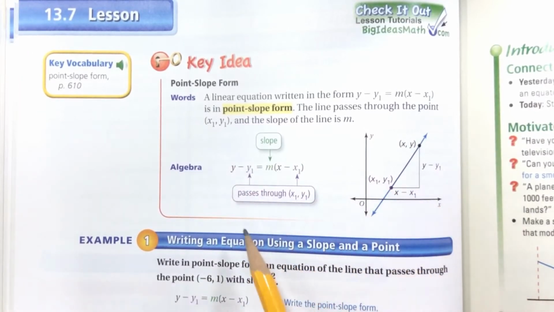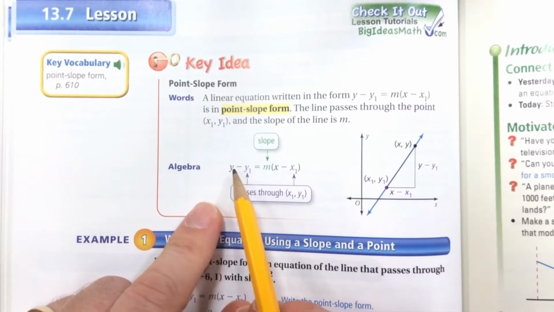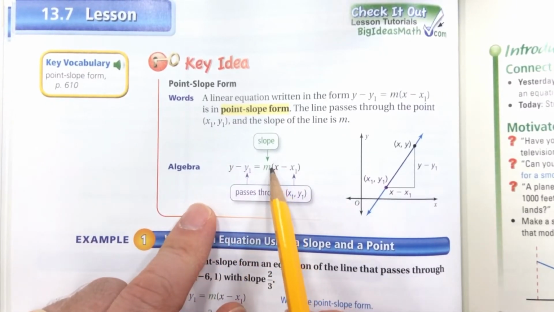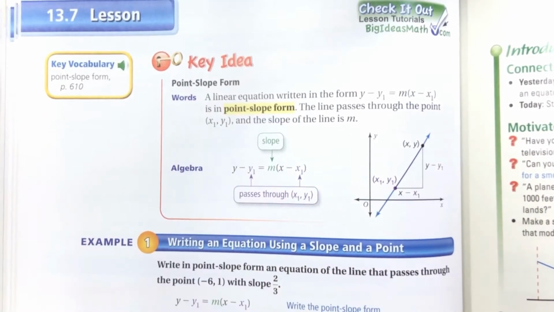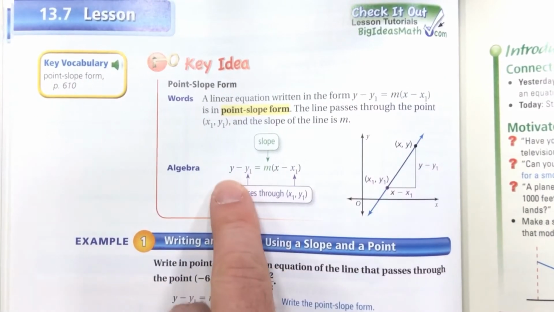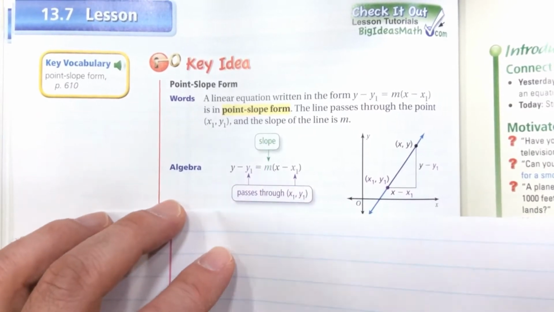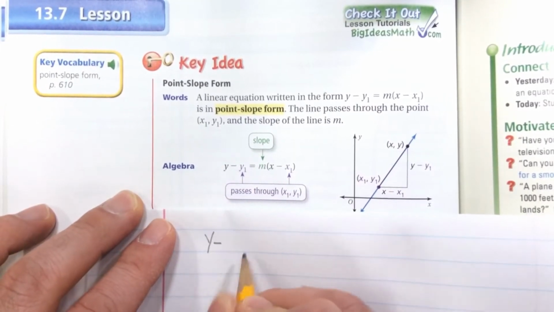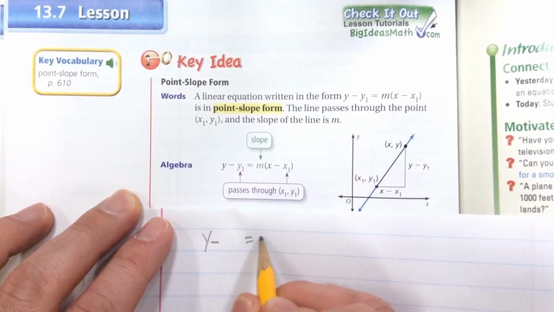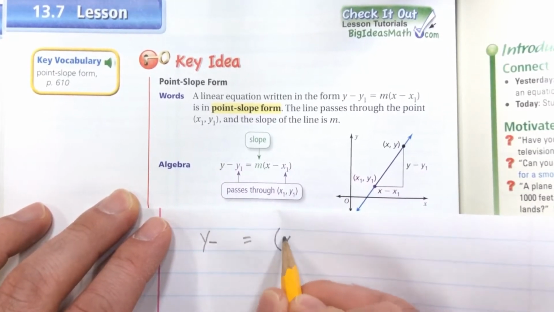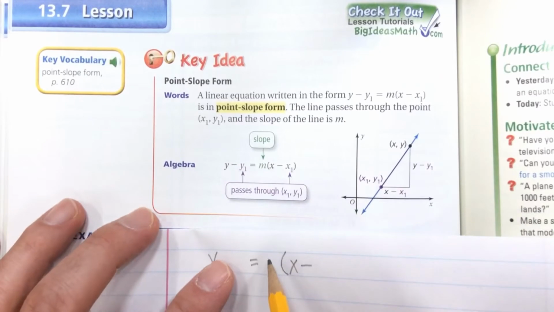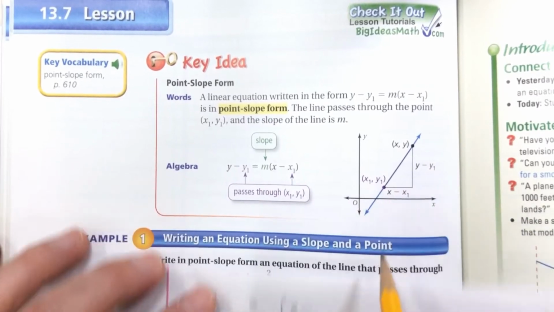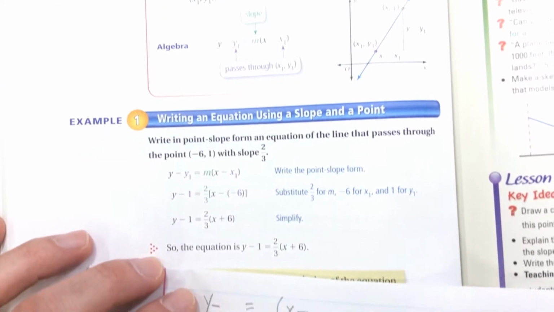If we want to write something in point-slope form, this y and this x are the y and the x from y equals mx plus b, or in the standard form, or the ax plus by equals c. And now we have that same y and x in here. So let's look. It's y minus something equals our slope times x minus something. So let's look what that means. Let's look for the slope first. And the slope of this line would be, let's look at an example down here.